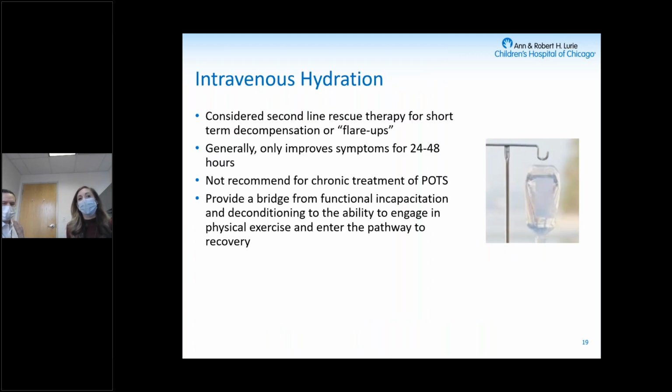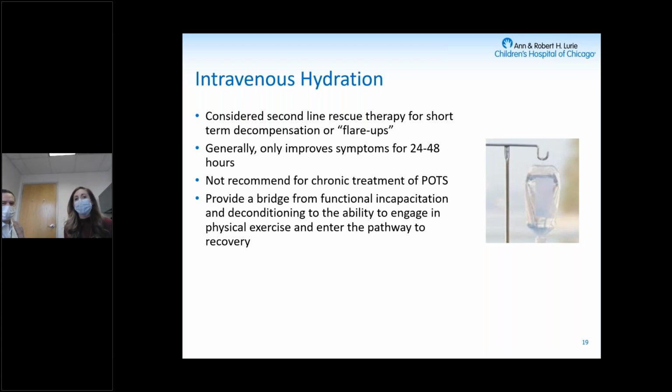I want to talk a little bit about IV hydration. We get asked this pretty frequently. In our clinic, we don't use it as a chronic treatment just because of the risk of access issues and infections. It is considered a second-line rescue therapy for short-term decompensations or flare-ups, as it generally only improves symptoms for about 24 to 48 hours.